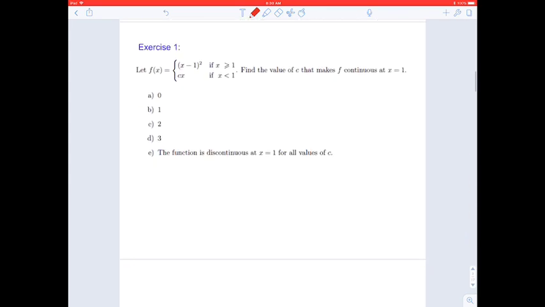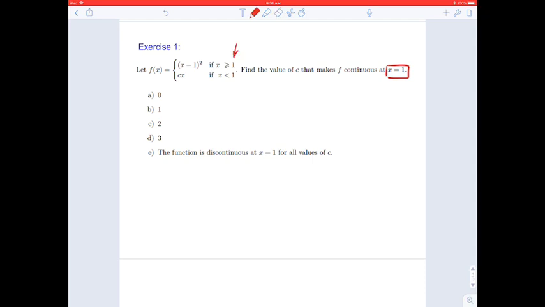Okay, exercise number 1. Let f of x be a function defined as a(x minus 1) squared just for values greater than or equal to 1, and cx if x is less than 1. Find the value c that makes f continuous at x equals 1. I can see this is a polynomial, this is also a polynomial, first degree. Both of them are continuous functions, but I want them to have continuity at 1.